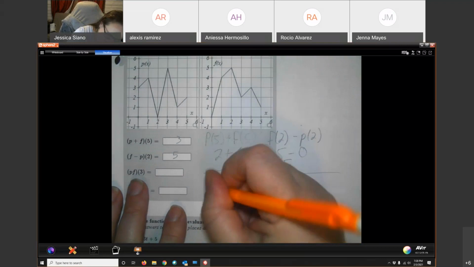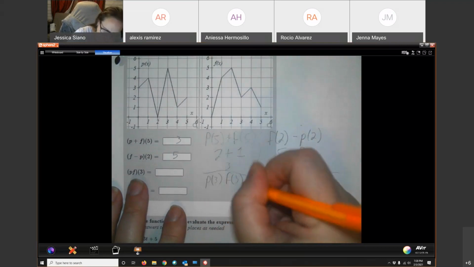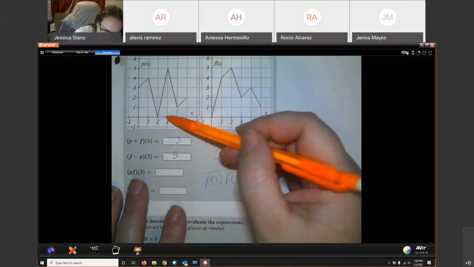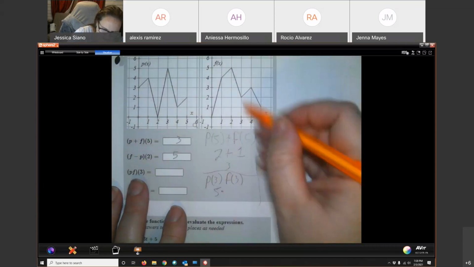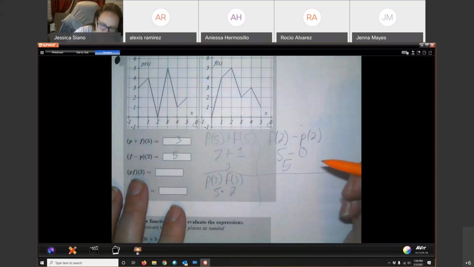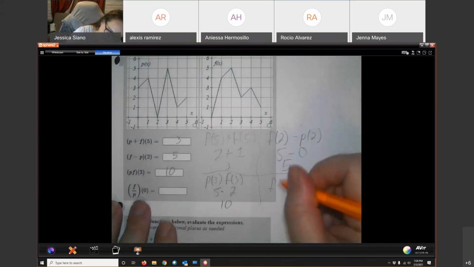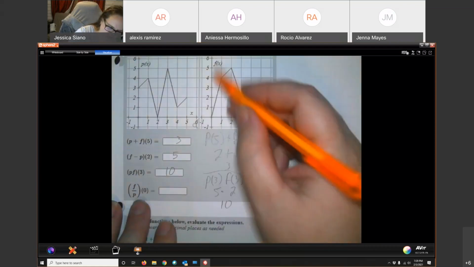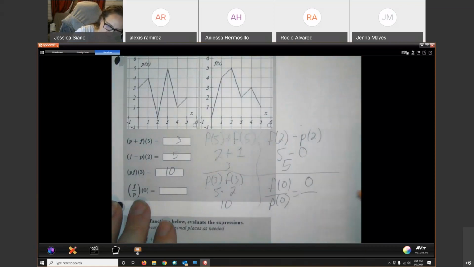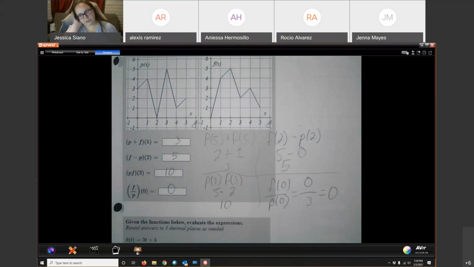On the next one, P of 3 times F of 3. Well, P of 3 is 5. F of 3 is 2. And so this time we were multiplying. And then on this last one, let's see, F of 0 is 0. P of 0 is 3. And so 0 divided by anything is just 0.